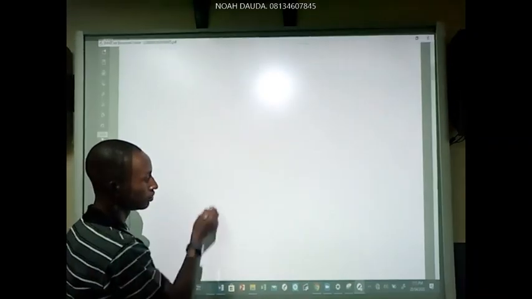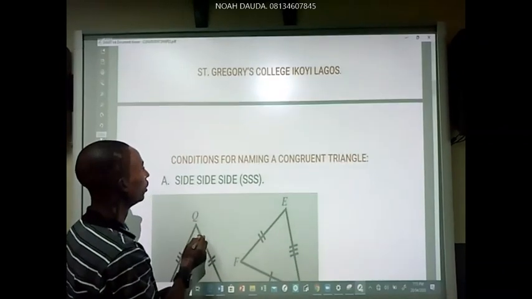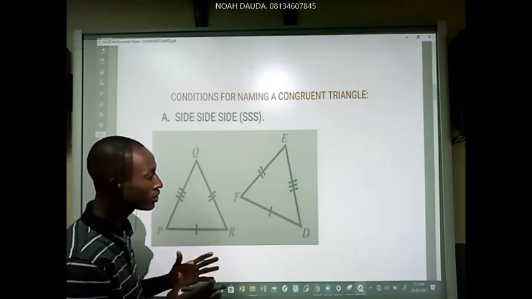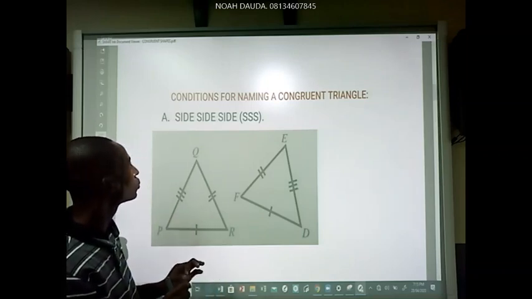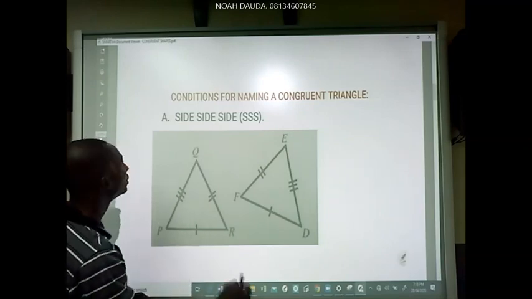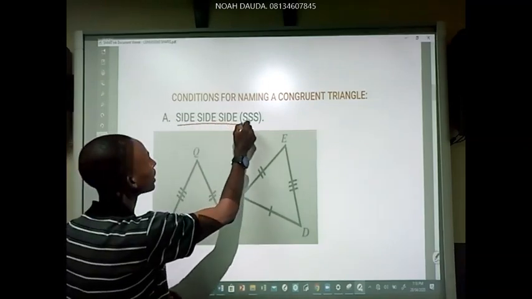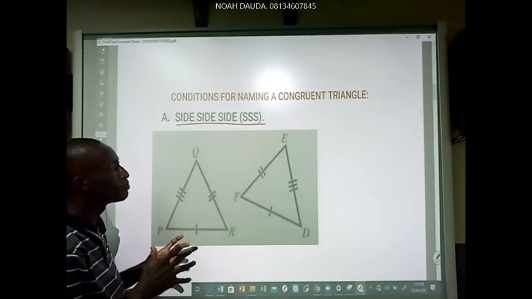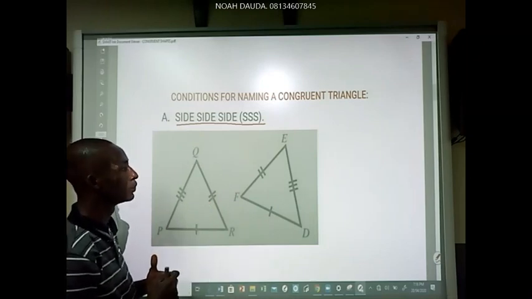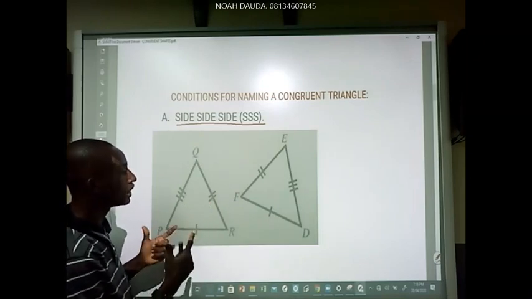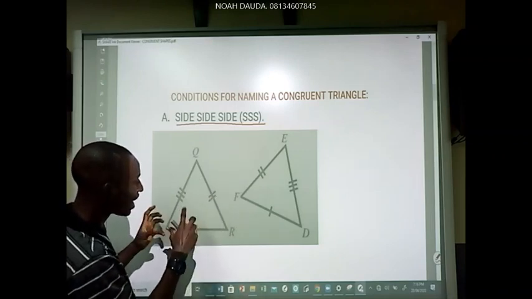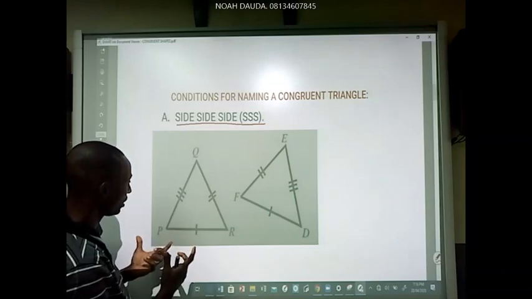Let's take a look at the next subtopic, which is conditions for naming a congruent triangle. What are those conditions we must put into consideration to name a congruent triangle? Let's take for instance number 1, a side-side-side condition. What do we really mean by that? Like I said in the initial example, the two triangles are the same if they have exactly the same sides. Now what exactly do I mean?